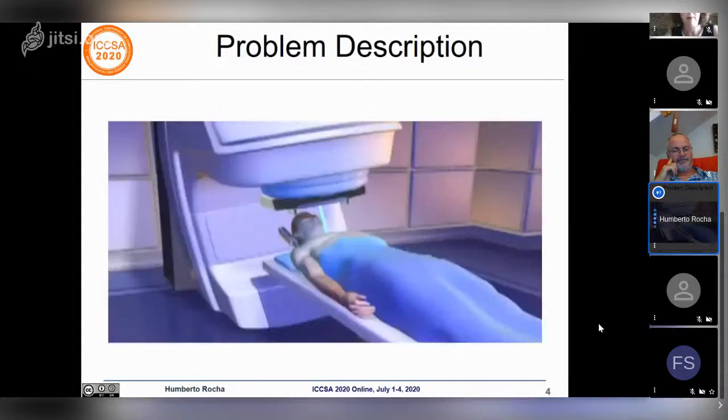This year, unfortunately, I cannot show a video. It's the first time in many years, but we have no time, so I have a picture. And this figure illustrates the irradiation of a patient that lies on the treatment table or couch. And the irradiation is delivered while the linear accelerator is rotating around the patient with the beam always on, or radiation can be delivered only at certain beam directions.